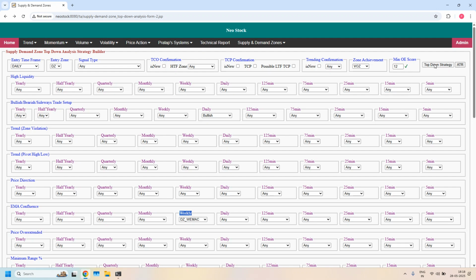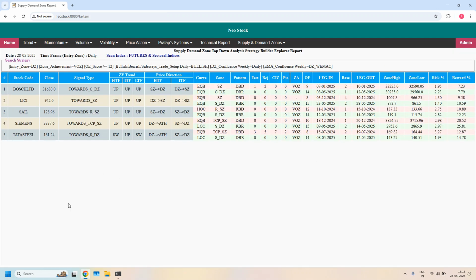Let's filter. We got 5 stocks. So these 5 daily demand zones are having more high probability compared to the other stocks. Okay, this is bullish trade setup as per LTF, ITF demand zone confluence and ITF EMA confluence for monthly income trade. Next, we will look into LTF, ITF and even HTF demand zone confluence, supported stocks.